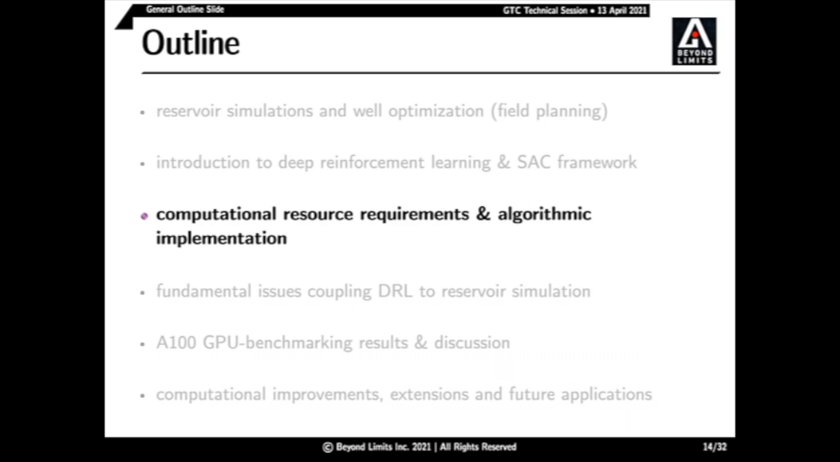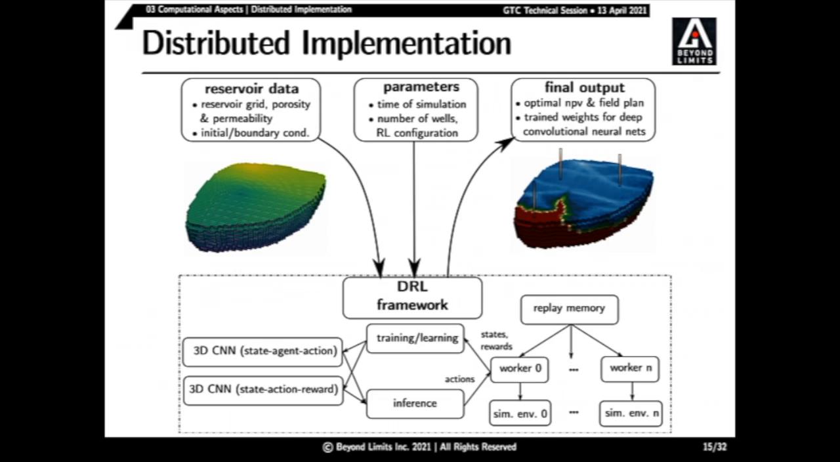Now let's take a look at the computational resource requirements as well as a high-level overview of the algorithmic implementation. In this graphic, we have an overview of our field planning agents from a very high vantage point. We have our reservoir data, and this consists of the mesh, the porosity, the permeability, and other static information, and this is used to initialize the simulations. We also have the initial and boundary conditions for the simulations.